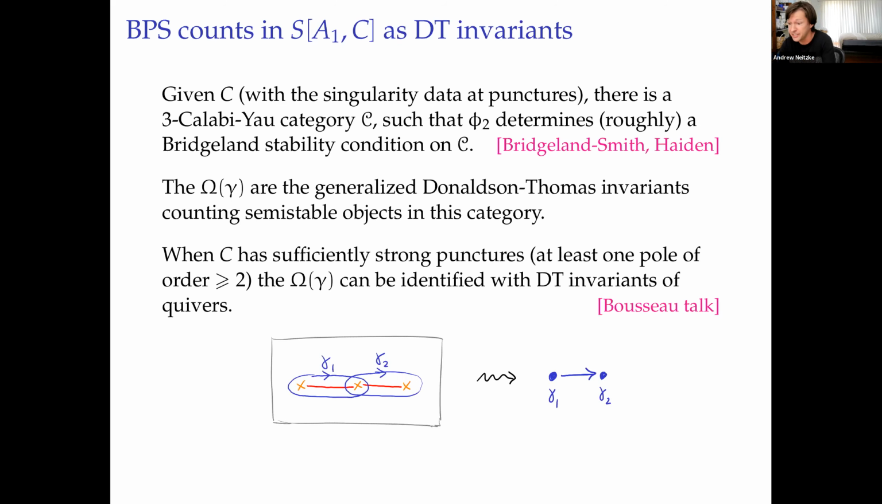And then in some cases, when C has sufficiently strong punctures, particularly if it has at least one pole of order at least two, you can also identify these omega of gamma. This is part of the work of Bridgeland and Smith. You can identify them with generalized Donaldson-Thomas invariants associated with quivers. I mention that because, if I understand right, Pierre Clouseau is going to give a talk where he introduces the theory of DT invariants of quivers. So I want to say these objects, in some cases, can be identified with those.